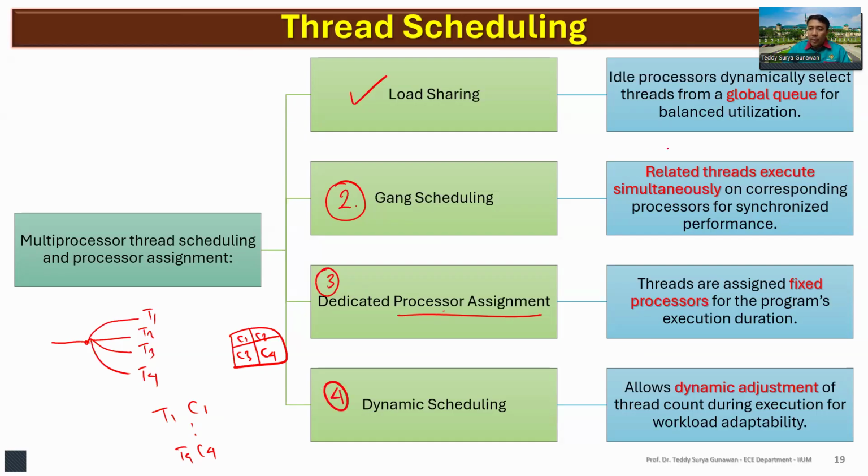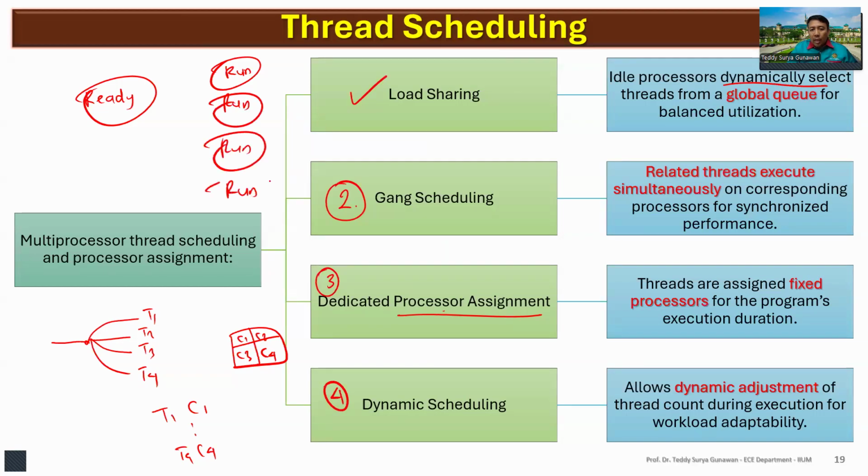Let's see the pros and cons for each method. For load sharing, the idle processor dynamically selects a thread from a global queue. What does global queue mean? Remember that we have the ready state and then the run state. If you have 4 cores, the run state can be occupied 4 times. So this is the global queue. It selects which core is idle; if this is idle, then put it here. If this is occupied, then you don't select it. If it's idle, then you select this one. You can distribute the work to the idle processors.